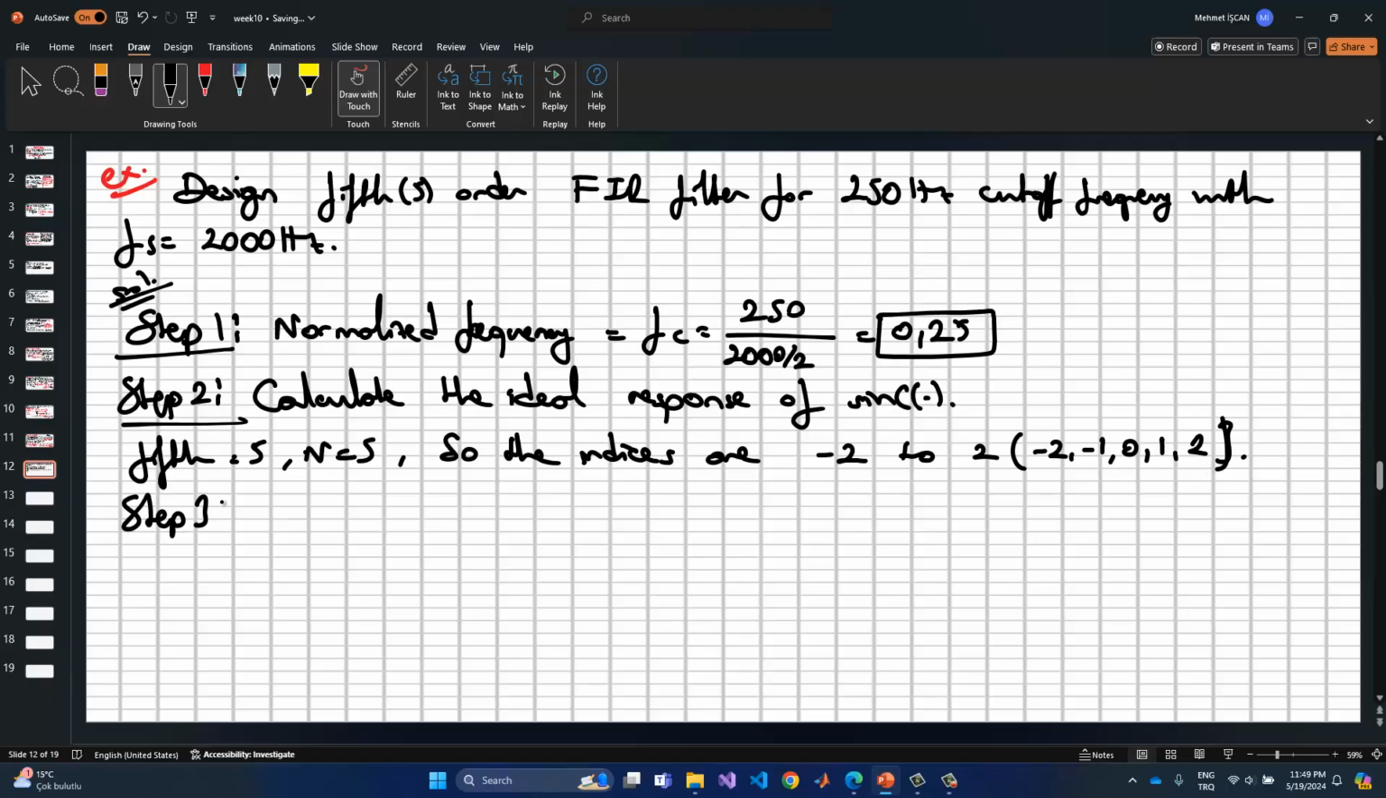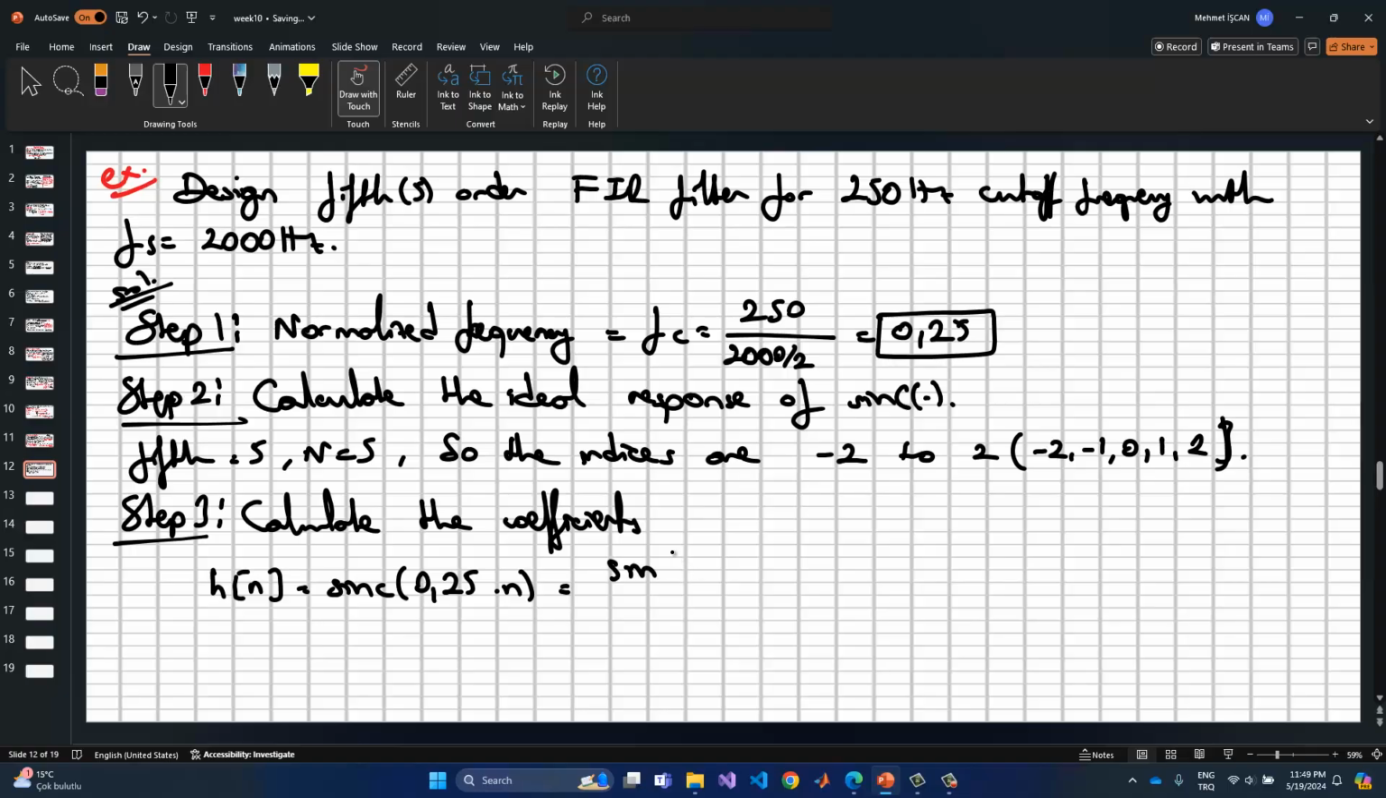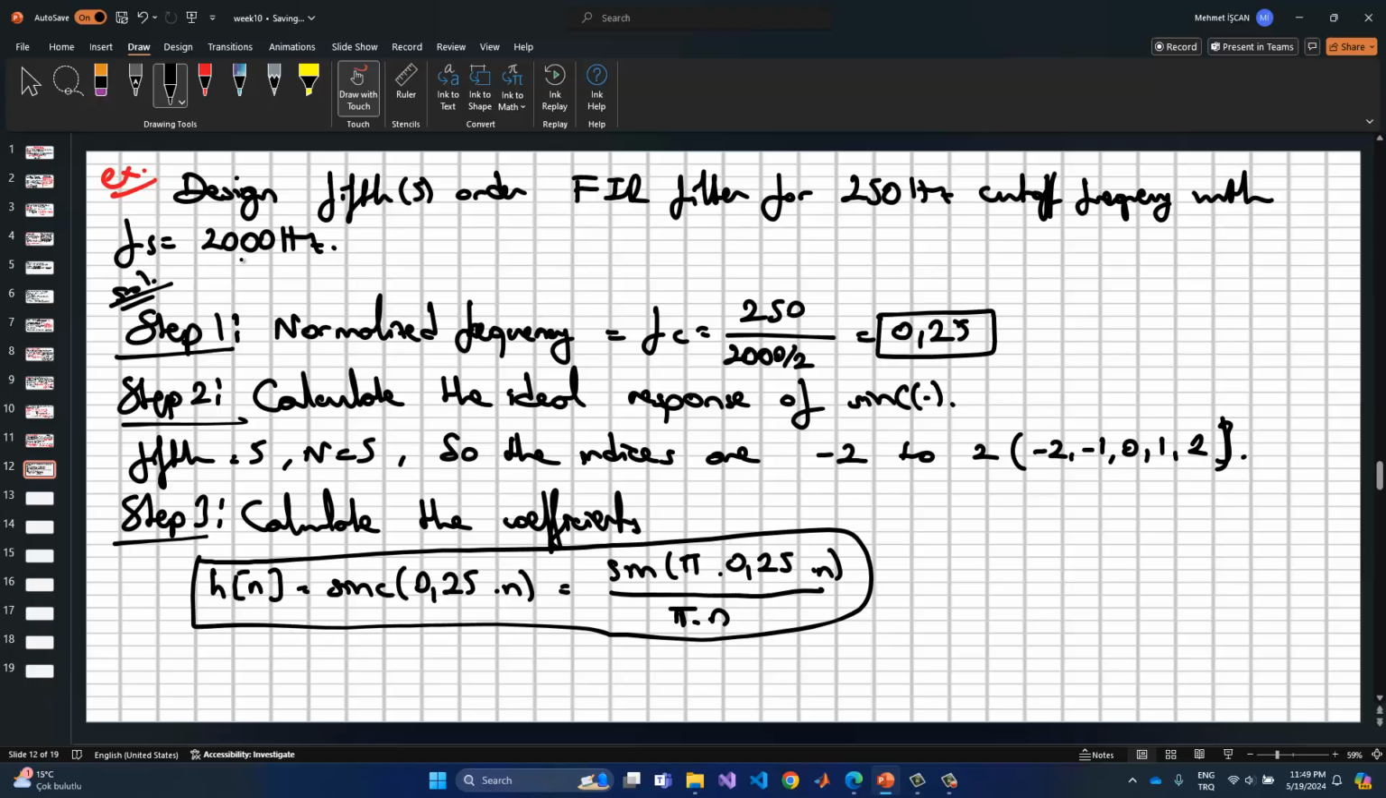In step 3, calculate the coefficients, which means that h(n) should be built with the sinc of 0.25, which equals sin(pi times 0.25 times n) divided by pi times n. These are the filter function for a given sampling rate and cutoff frequency.